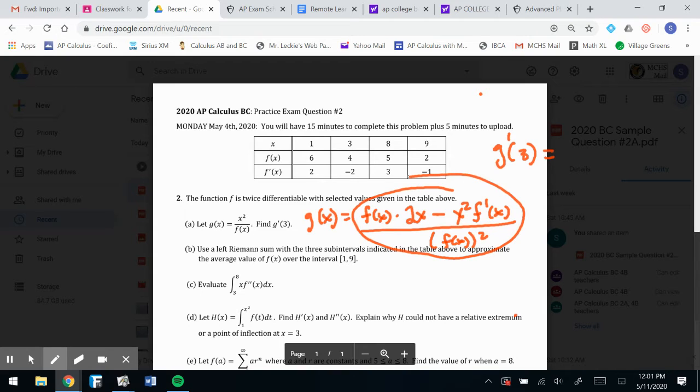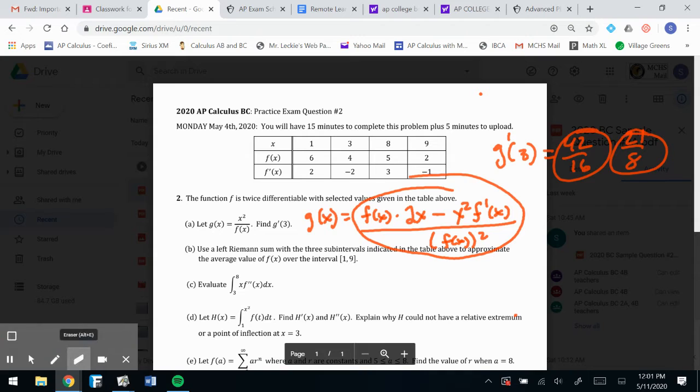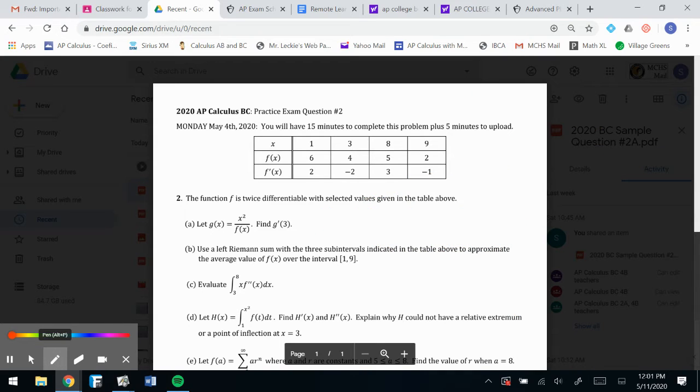You use the table. I'm not going to do all that work, but I did it, and I got 42 over 16. You can circle that as your final answer. There's nothing that says you need to reduce. If you reduce and you reduce wrong, you will lose a point. So just leave it as it is.